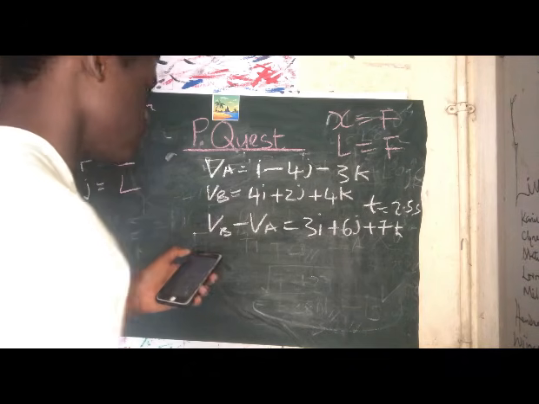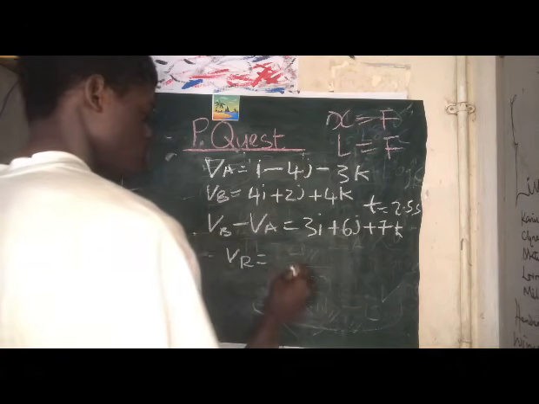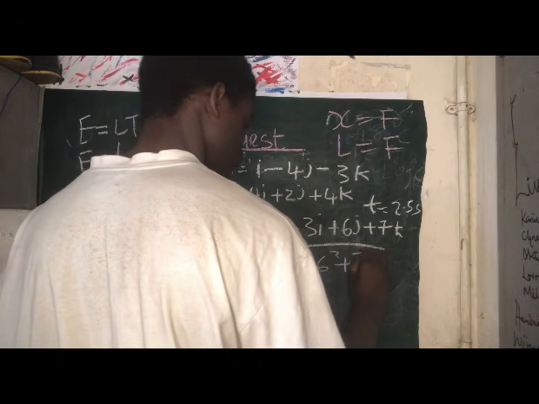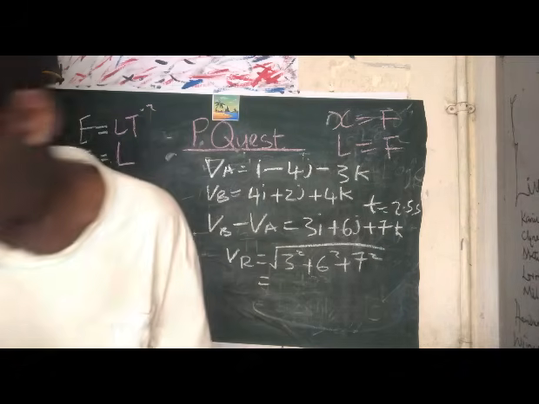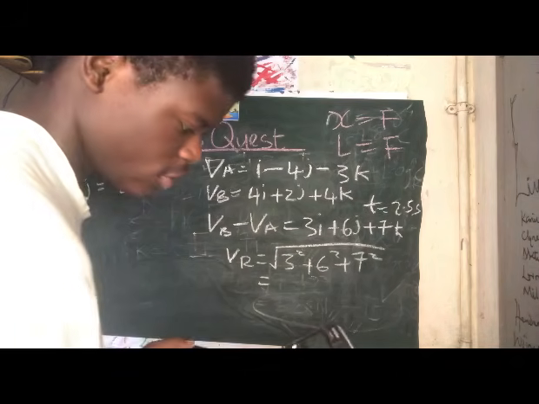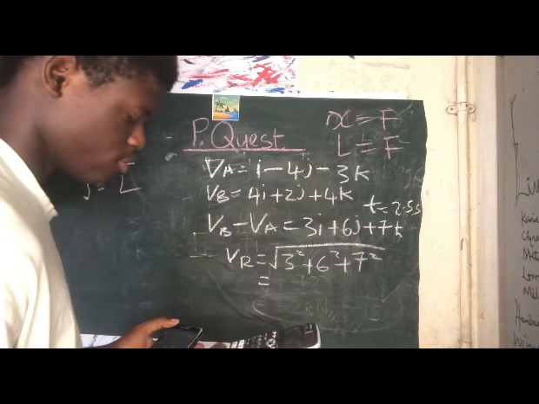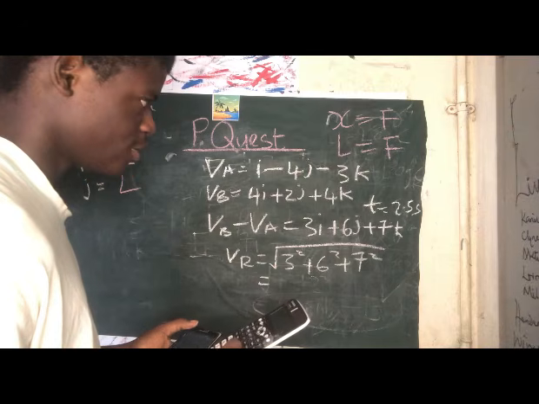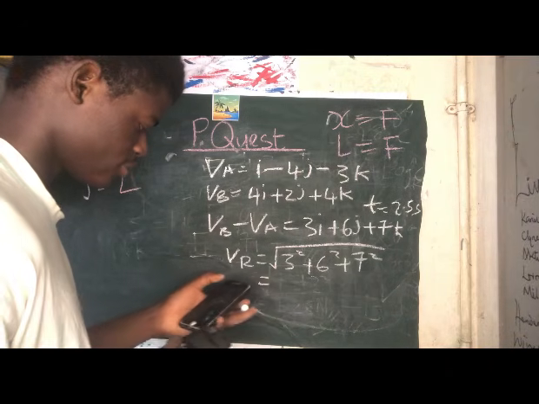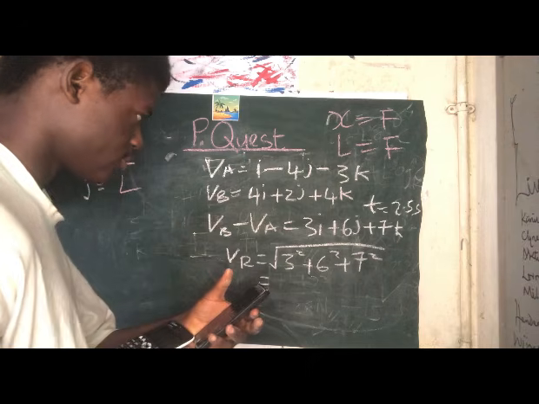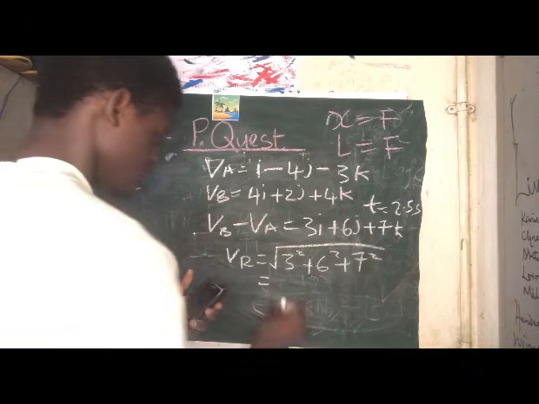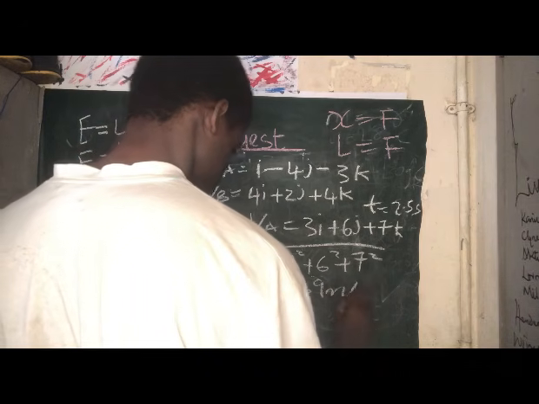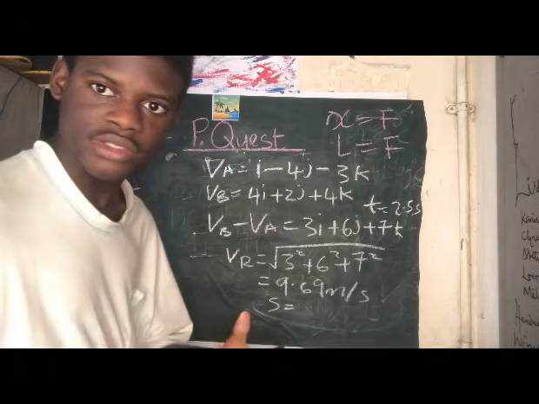So after doing that, we find the resultant. So this is just the square root of 3 squared plus 6 squared plus 7 squared. Let me do that. The square root of 3 squared plus 6 squared plus 7 squared. That will be 9.69 meters per second. But we are looking for distance.